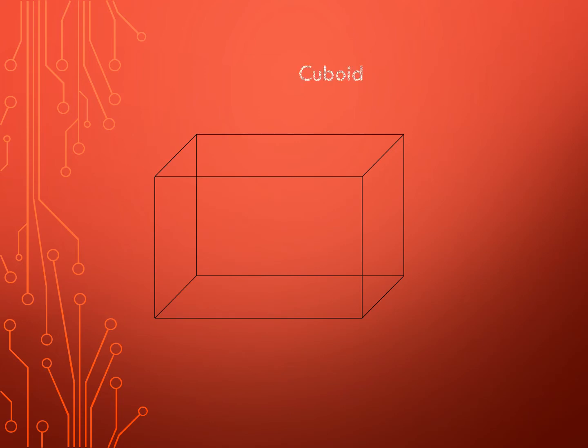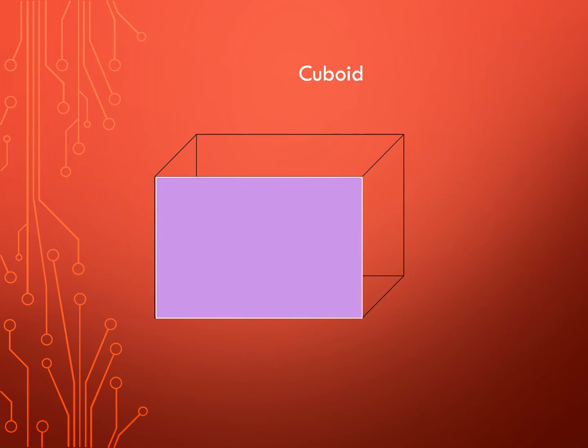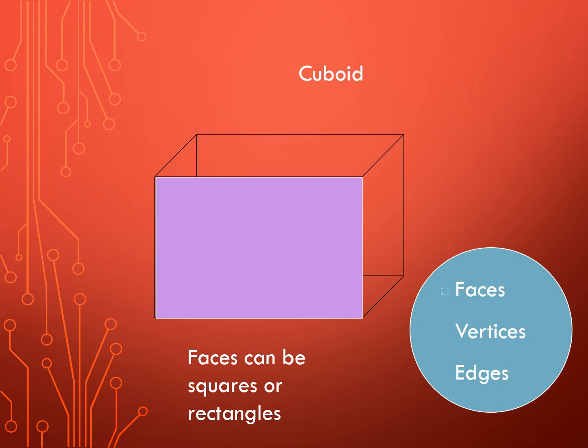Looking at the cuboid next. It's a similar shape, only this time some of its faces are rectangles. So its faces are squares or rectangles. At the front and the back we've got a rectangle, on the top and the bottom we've got a rectangle, but at either side, at the left and the right, they are squares. But it still has 6 faces. How many vertices does it have? It still has 8 cornery bits, and it still has 12 edges, the lines that make up those shapes.